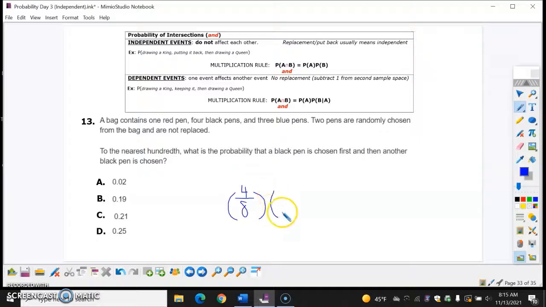And the next time we're choosing, if they are not replaced, then we're going to only choose from 7 this time. And if that first black pen is not replaced, then there would only be 3 black pens to choose from the next time. If you multiply those, that gives you 0.21.